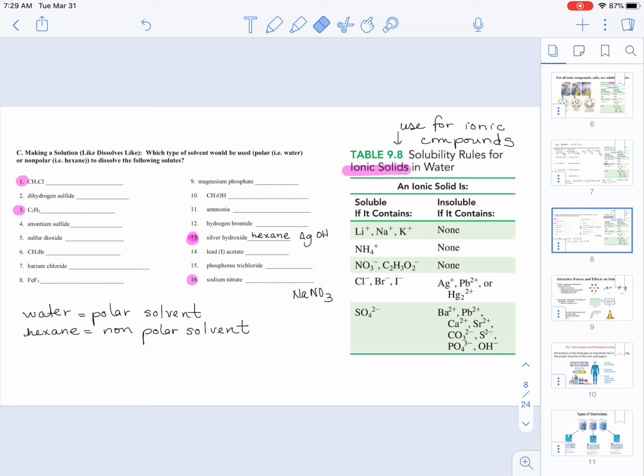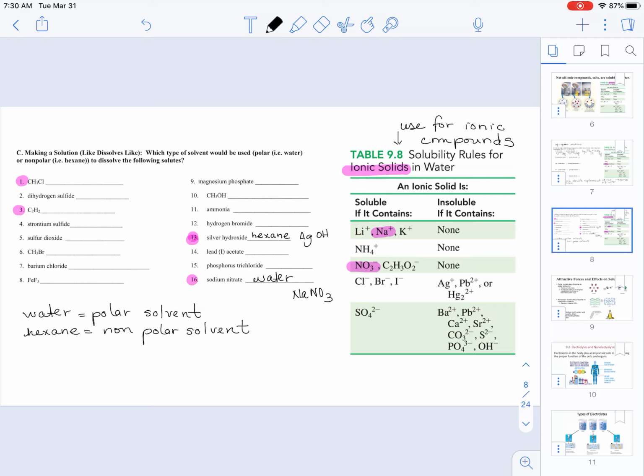So for number 16, as you can see, we have nitrate, okay? And nitrate is paired with sodium. So as you can see, if a solid contains these pairs, that means that it's going to be soluble in water. So because sodium nitrate is soluble in water, then we are going to select water as its solvent. Again, when you have ionic compounds, you have to utilize table 9.8. Let's move on to cases in which we have covalent compounds. So with covalent compounds, we have to go back to drawing Lewis structures.